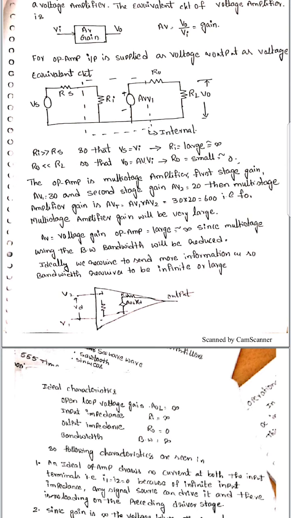For op-amp, input is supplied as voltage, output as a voltage, equivalent circuit. This is the equivalent circuit. Ri is far greater than Rs, so that Vs is equal to Vi, then Ri is large, that is equal to infinity. Now R0 is less than RL, so that V0 is equal to Av into Vi, R0 is small, that is equal to 0.